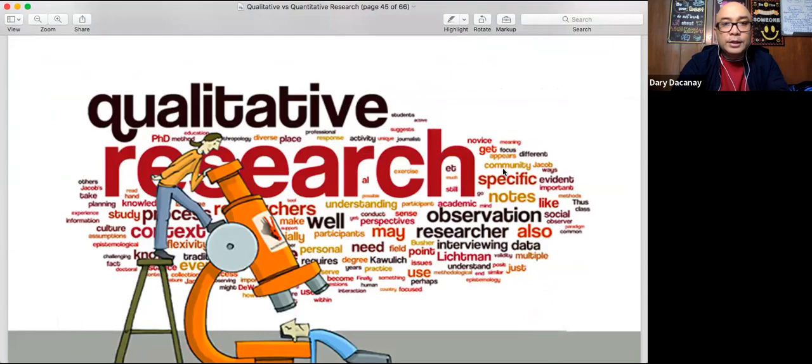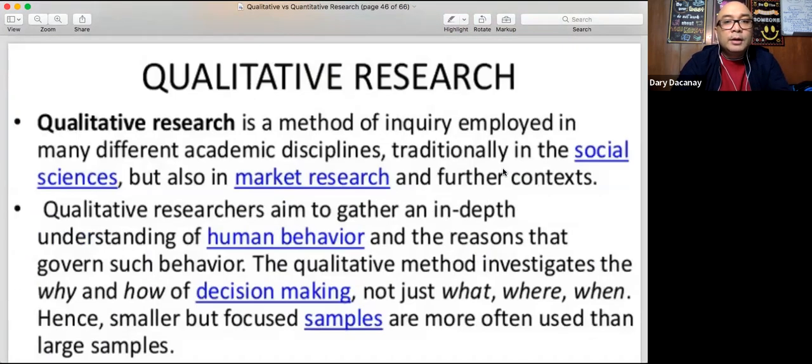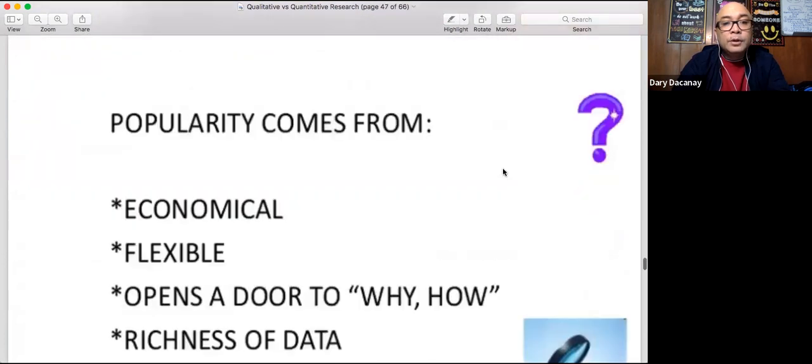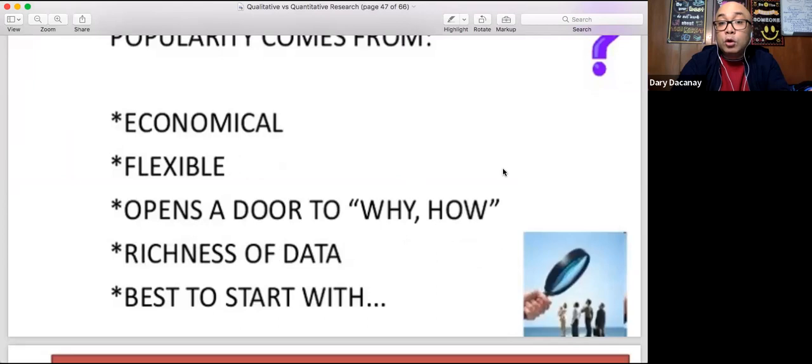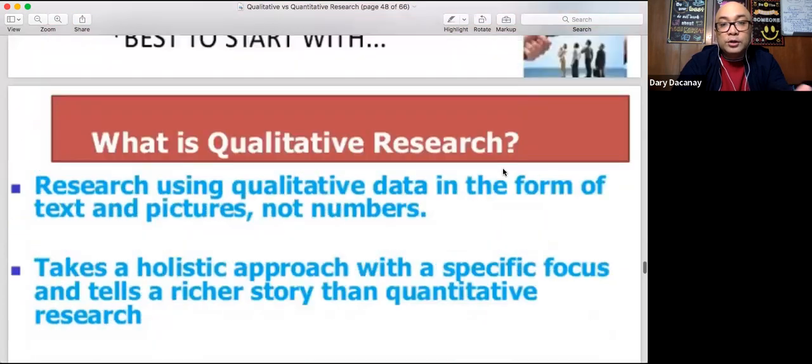Okay, so that's qualitative research. Let's focus on this one. It is a method of inquiry employed in many different academic disciplines, traditionally in the social sciences, but it can also be done in market research. It looks at human behavior and decision making. Its popularity comes from being economical and flexible, opening the door to the why and the how, the richness of the data, and it is best to start with the question.